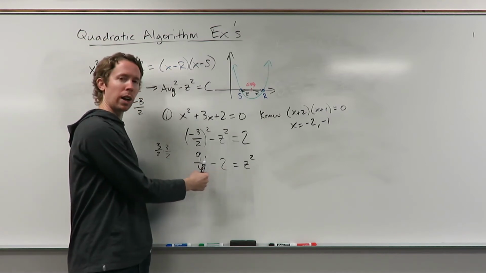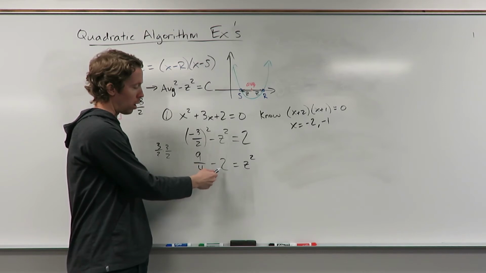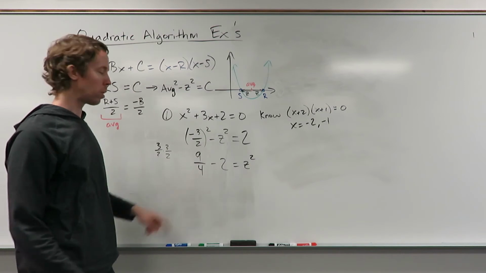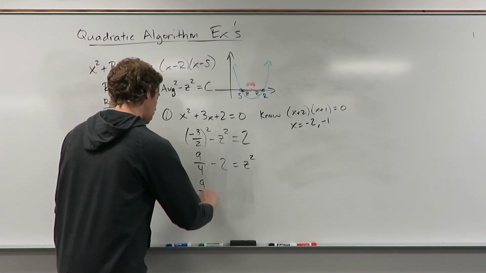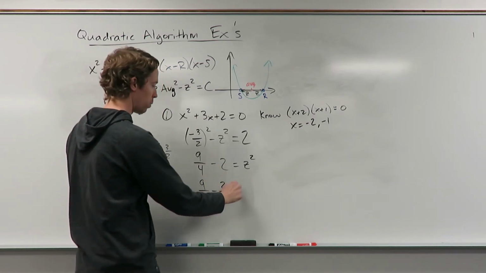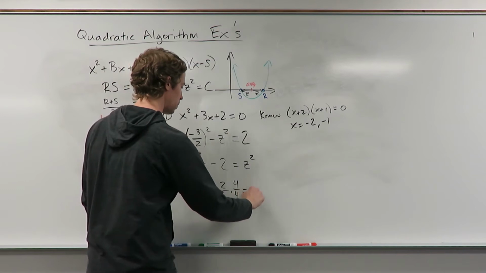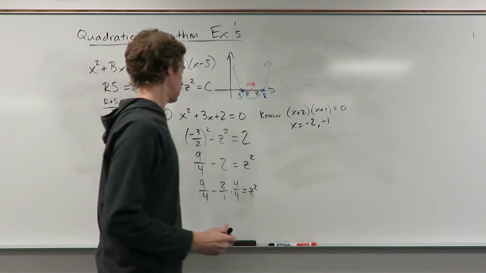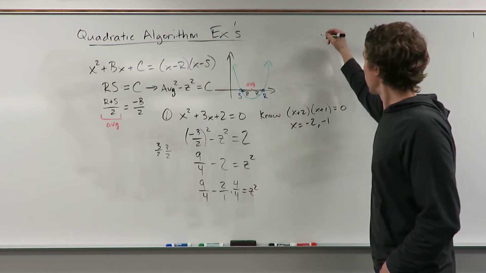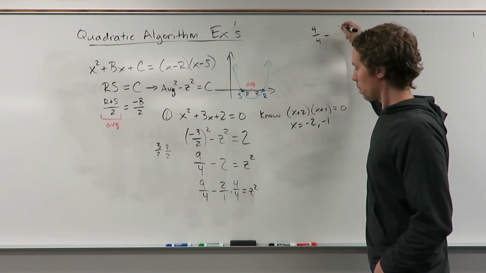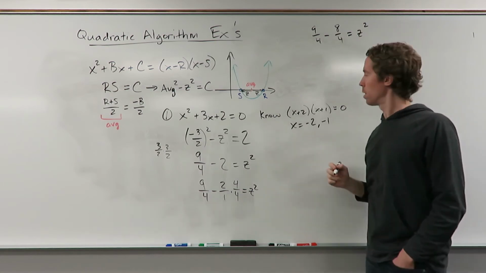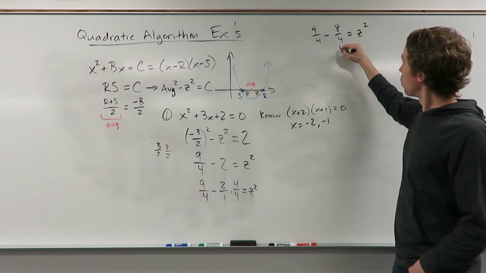Now, I want to combine these fractions, so I'll rewrite 2 as 8/4. I know I need a common denominator of 4, so this is how I'm going to do it. I'll rewrite the 2 as 2/1, and then I'll multiply it by 4/4. Okay, and now I'll finish this up over here. I get 9/4 minus 8/4 equals z squared. 9/4 minus 8/4 is 1/4.